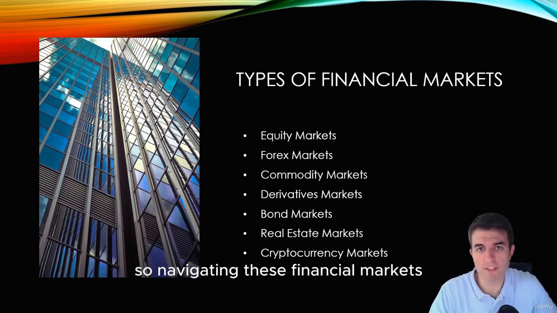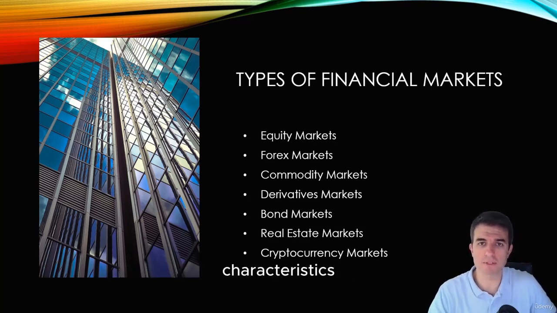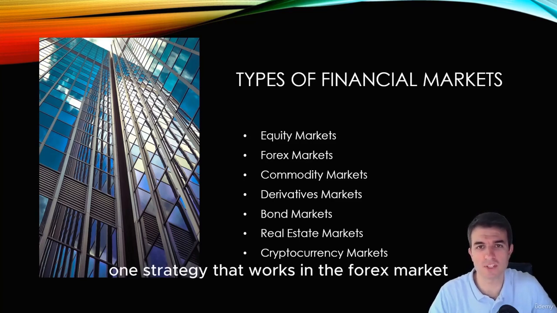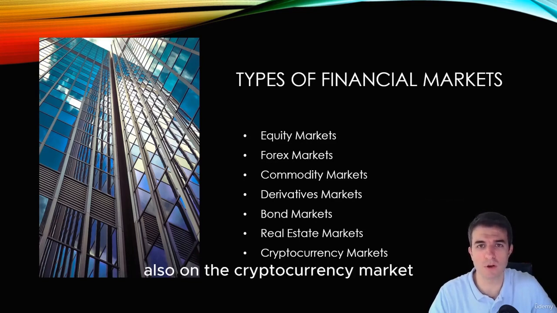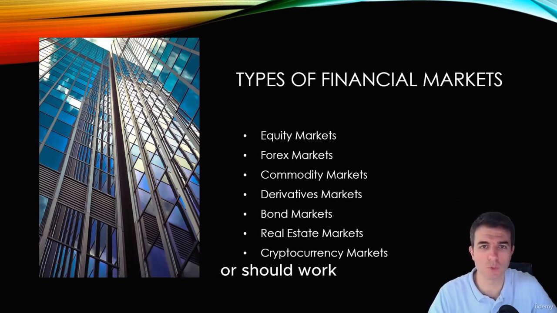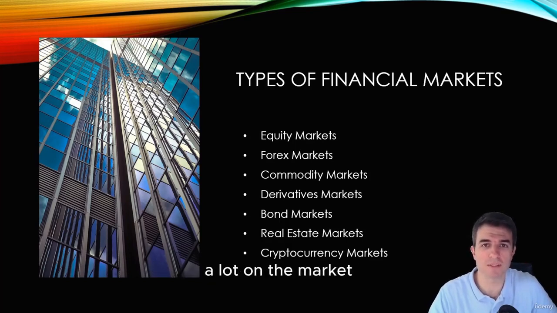Navigating these financial markets requires a deep understanding of their unique characteristics, risk profiles, and trading strategies. So I don't assume that a strategy that works in the Forex market has to work also on the cryptocurrency market or should work on the stock markets, for example. It might. One strategy might be working on 2 or 3 markets, but it depends a lot on the market and on the strategy and how compatible these two are.